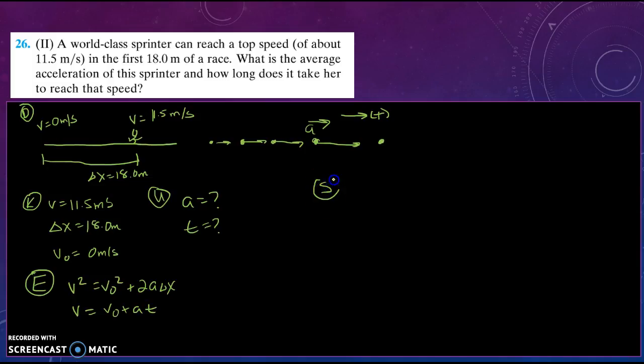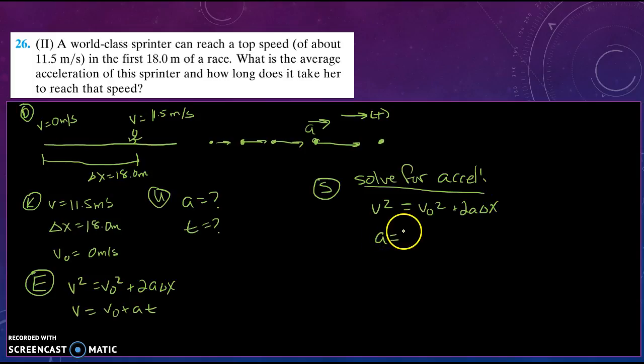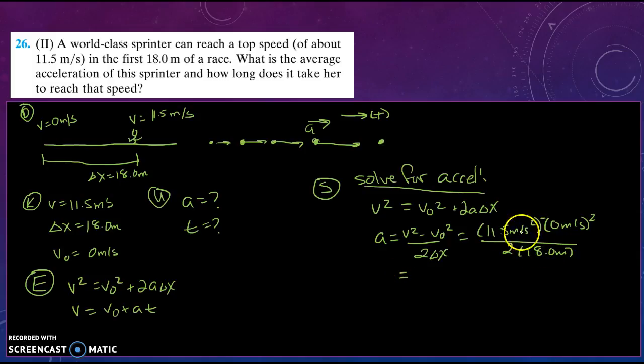So I have my equations, and then the last step is to solve. I'm going to solve for acceleration. So this will be v squared is equal to v naught squared plus 2a delta x. And you should always rearrange your equations before you plug in numbers. So then I'll plug in my numbers, 11.5 meters per second squared, minus 0 meters per second squared, divided by 2 times 18.0 meters. And I'm going to have 3 sig figs because I'm dividing and all my numbers have 3 sig figs. So to 3 sig figs, my acceleration will be 3.67 meters per second squared. I know all my velocities are positive, so my acceleration will be positive. I know my acceleration should be positive because of up here.